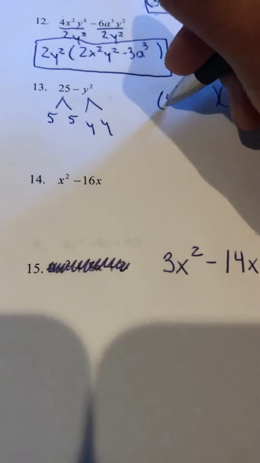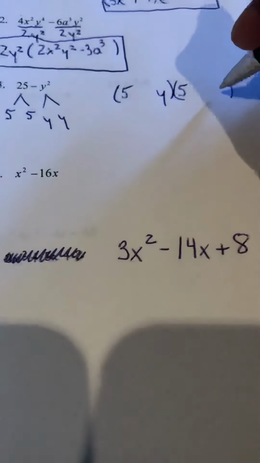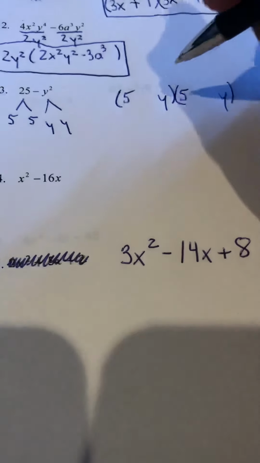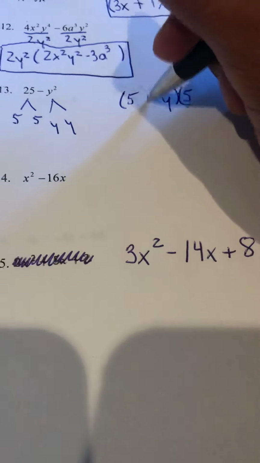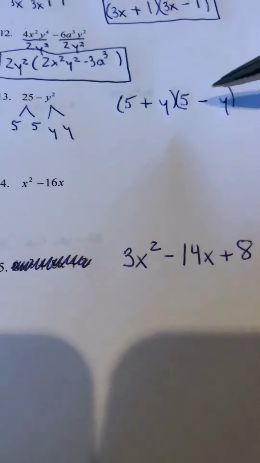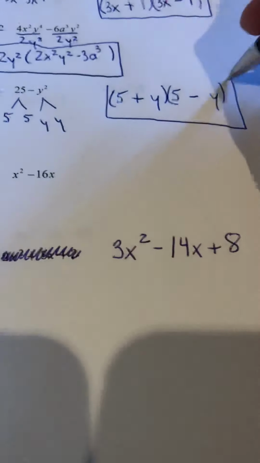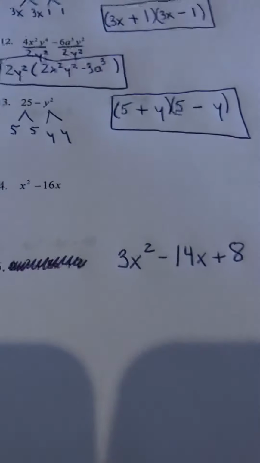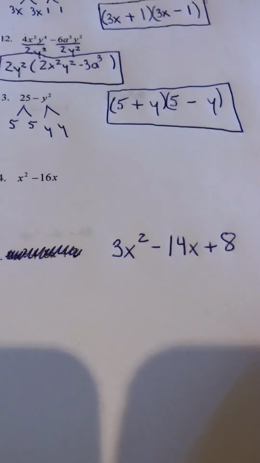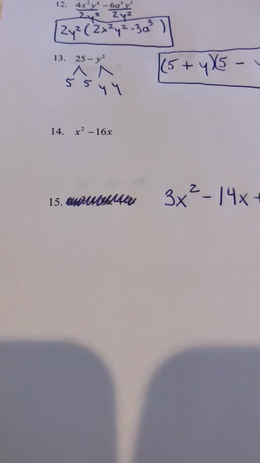The 5 is going to go in the beginning, and then we have y. The signs are then going to be opposites, plus and minus. Once again, because we need a negative y squared, the only way you're going to get that is by having opposite signs. You can check this by foiling it or using the box method.